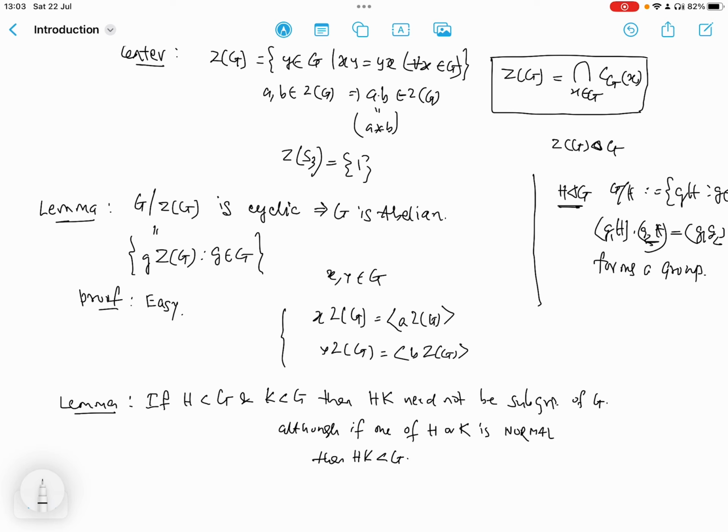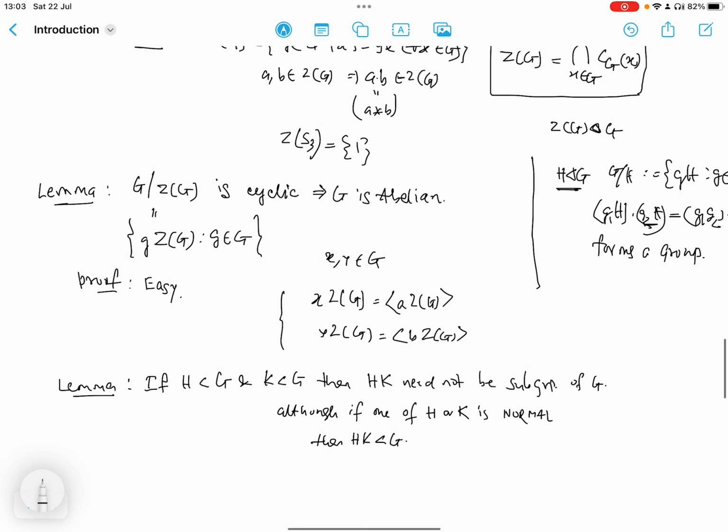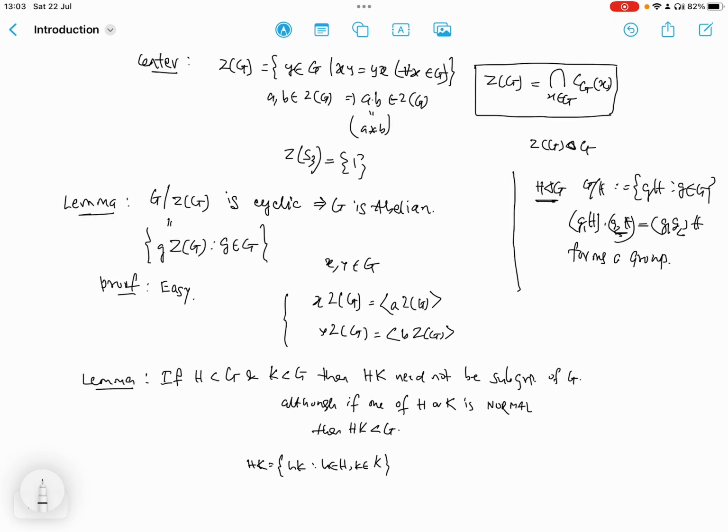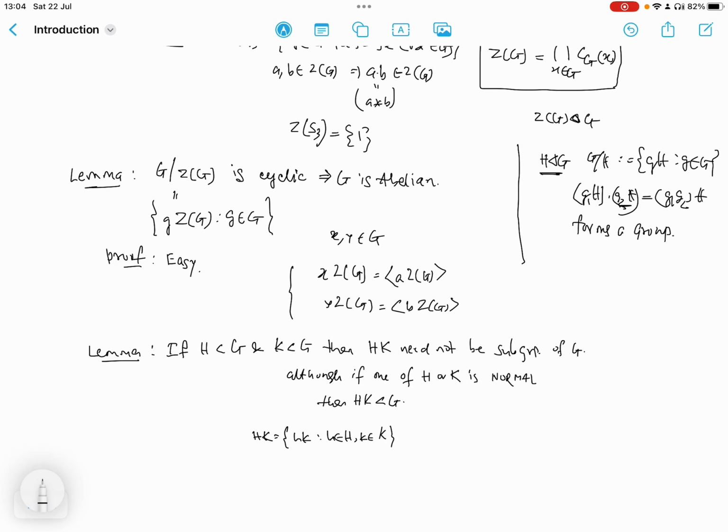And by this HK, I mean this set of all possible multiplications between elements of H and K. So you need one of them to be normal in order to establish that this is just a subgroup. Or equivalently, if this holds, then HK is a subgroup.